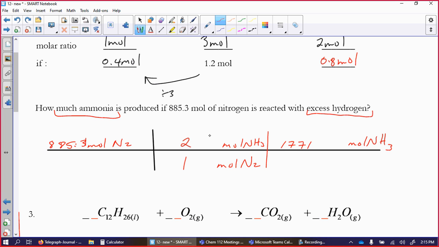But this is where the stoichiometry is. This is the stoichiometric ratio, converting moles of something to moles of something else. That's what stoichiometry is.